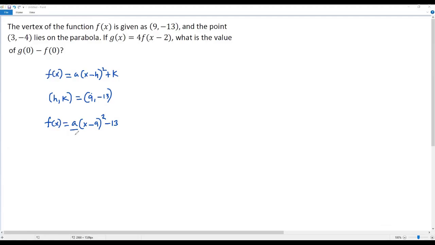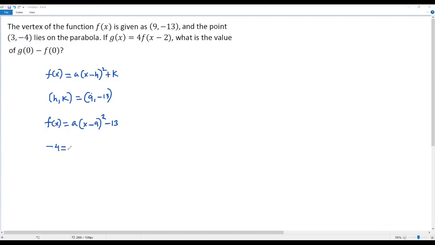Okay, still the quadratic function f(x) is not complete because there is an unknown constant a. To get this unknown constant a, we can use the point (3, -4) because this point lies on the parabola, that is, on the graph of the function f(x). So let's plug in the x coordinate 3 for x over here and the y coordinate -4 for f(x). Because whenever we have a function like f(x), or sometimes g(x) or h(x), it represents the y coordinate.